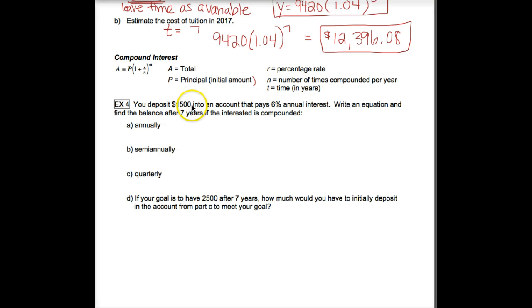So you deposit $1,500 into an account that pays 6% annual interest. Write an equation and find the balance after 7 years if the interest is compounded, and then it gives you all these different options. So compounded annually means that N is 1 because you're compounding it once a year. Semi-annually means N is 2. Quarterly would mean that N is 4. So we're just going to find out different balances for the various times of compounding. So $1,500 is the initial amount for all of them.